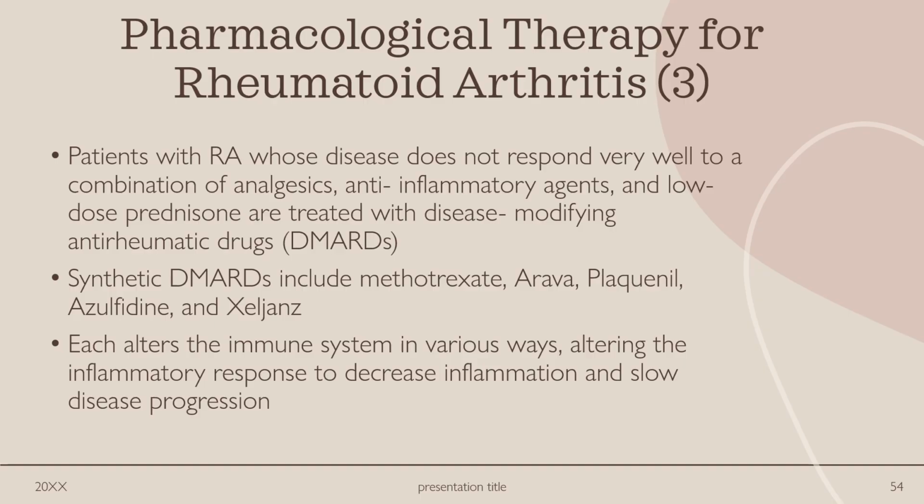Patients with RA whose disease does not respond very well to a combination of analgesics, anti-inflammatory agents, and low-dose prednisone are treated with what we call disease-modifying anti-rheumatic drugs, and we call these DMARDs. Synthetic DMARDs will include methotrexate, Arava, Plaquenil, azulfidine, and Xeljanz. Each will alter the immune system in various ways, altering the inflammatory process to decrease inflammation. Now, these DMARDs will slow the disease progression.